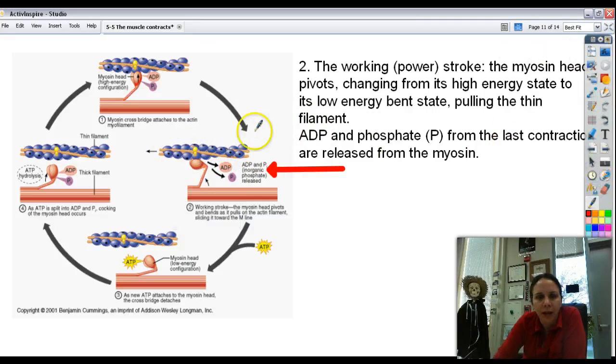So, okay, he attaches here in step 1. Step 2, he bends, causing it to move. But at the same time, the ADP and phosphate fall off and go somewhere else. We'll deal with him in a second.